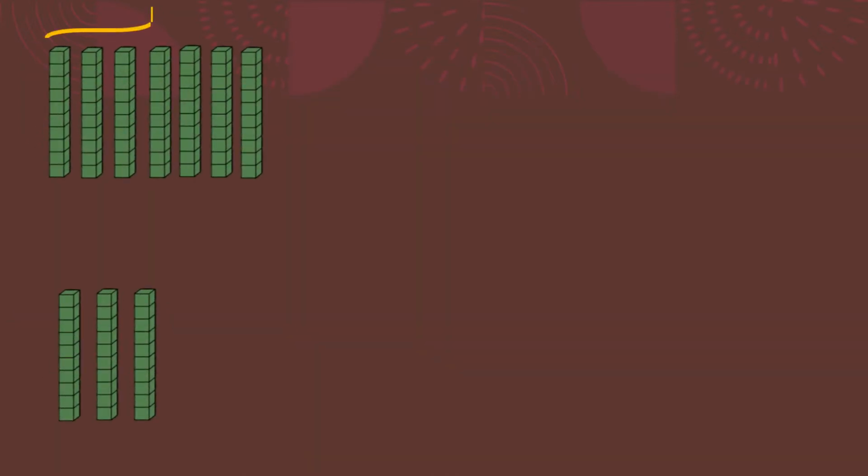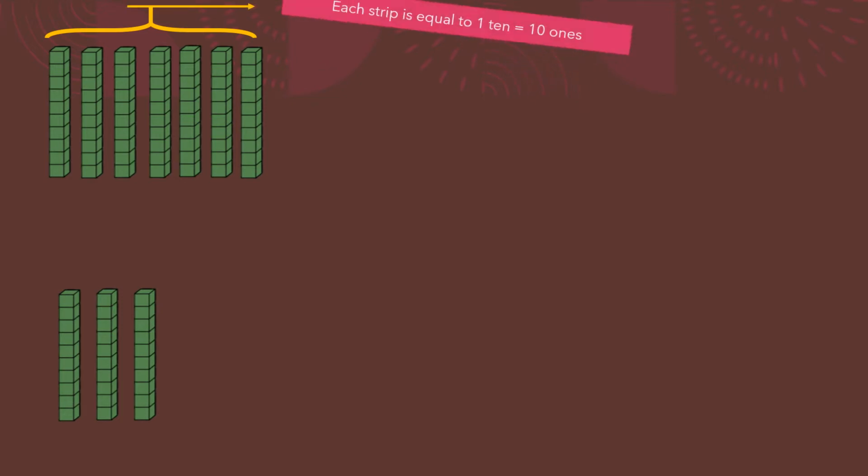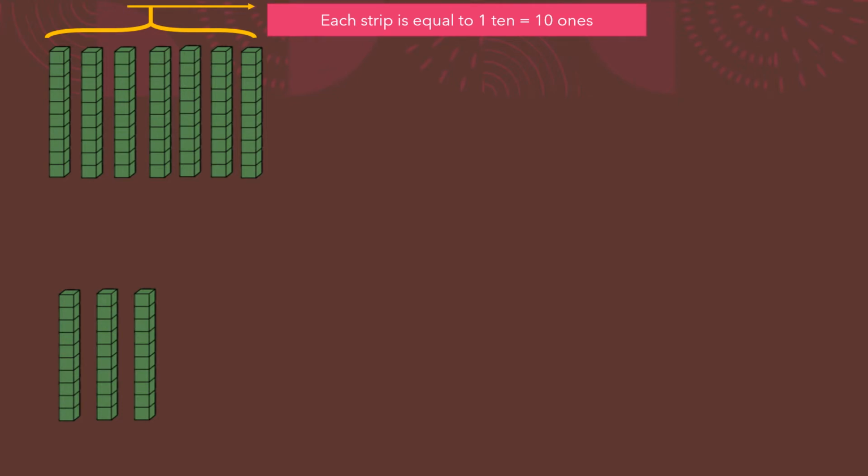Let us understand subtraction of tens through rectangular strips. So you remember these rectangular strips? Each strip is equal to 1 ten. 10 ones make 1 ten. So we can see that there are 2 groups of rectangular strips. In the first group there are 7 rectangular strips. That means 7 tens is equal to 70. So the first number is 70.